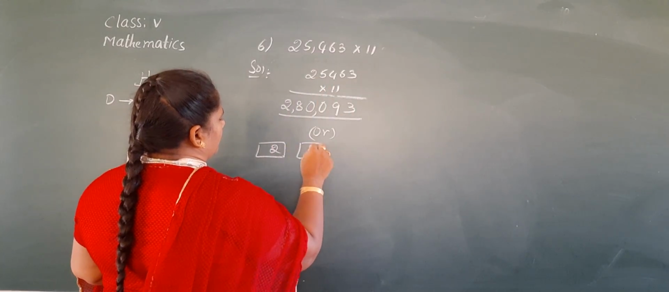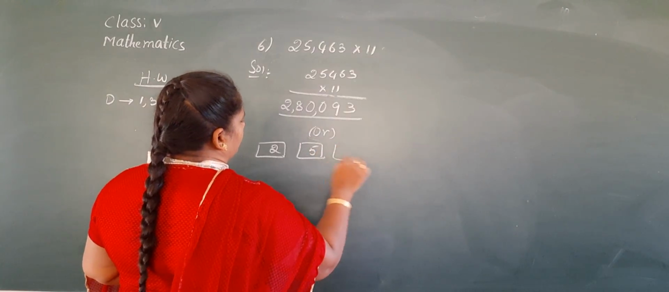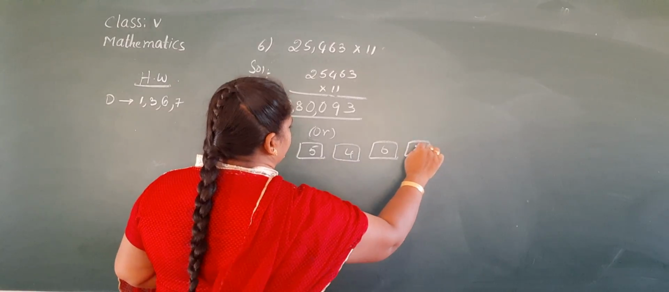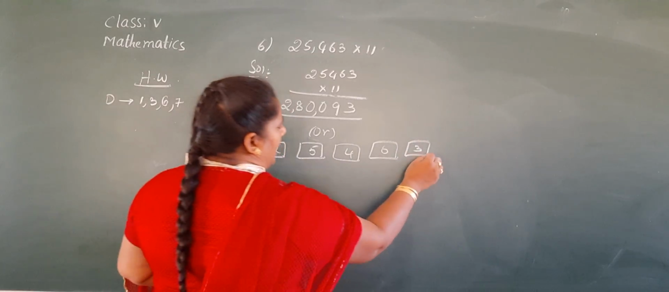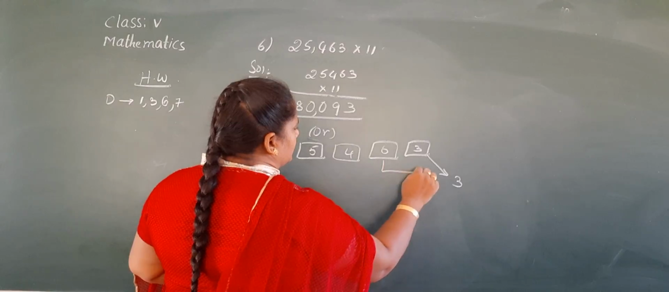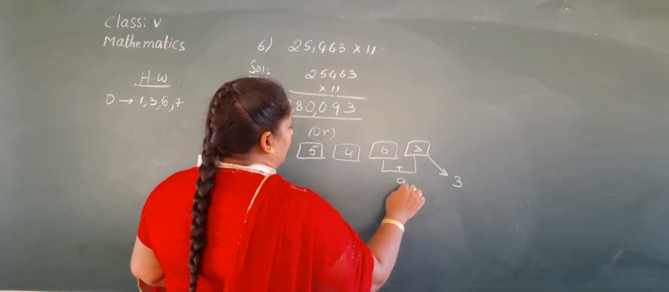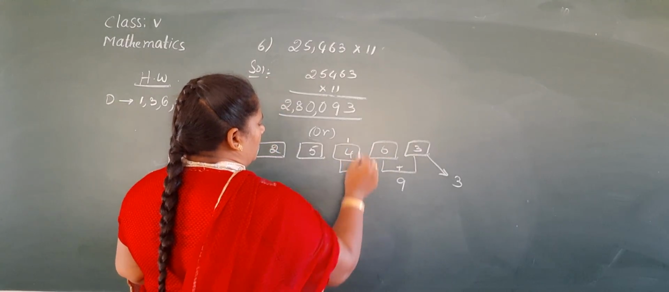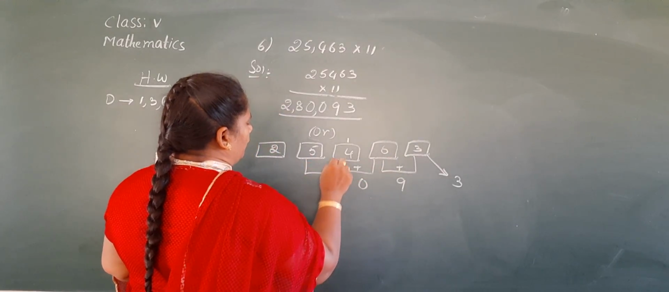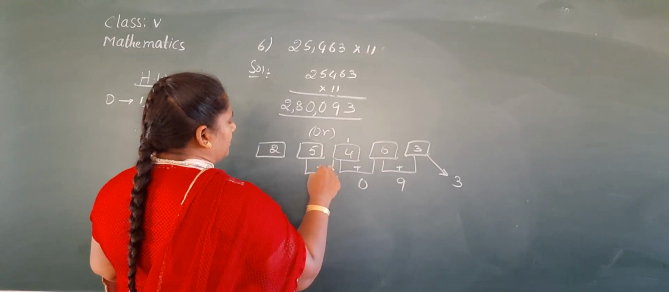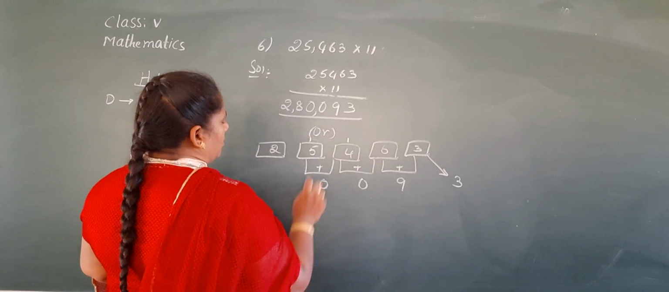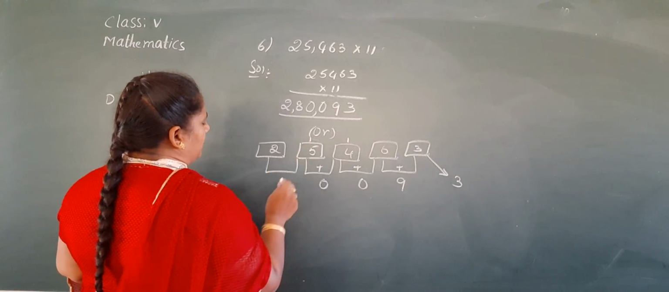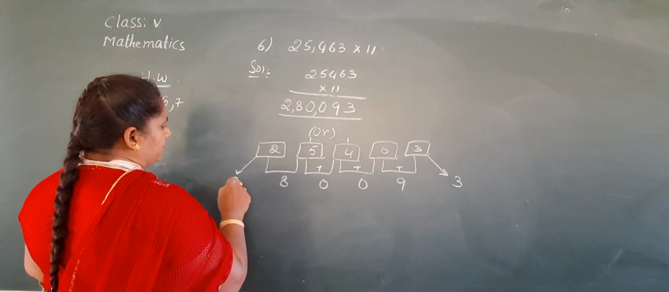Or we use the multiplication technique, which means we write these numbers in the boxes. 2, 5, 4, 6, 3. Now we write 3 asterisks here. Now you add these two numbers, 6 plus 3, 9. Add these two numbers, 4 plus 6, 10. 1 up, 0 down. 5 plus 4, 9 plus 1, 10. 1 up, 0 down. Now you add these two numbers. 2 plus 5, 7. 7 plus 1, 8. Now you write 2. Finish.